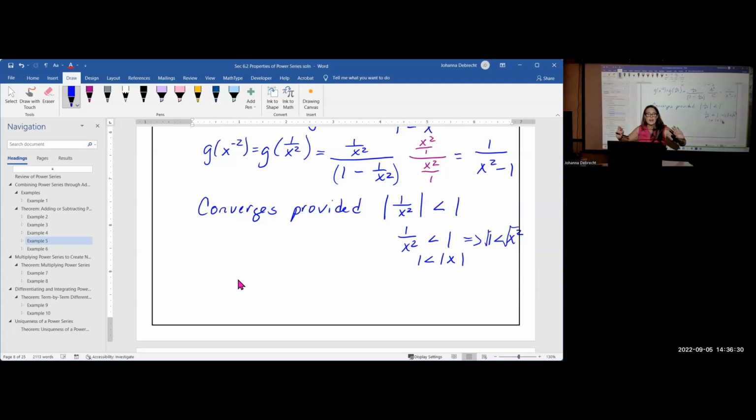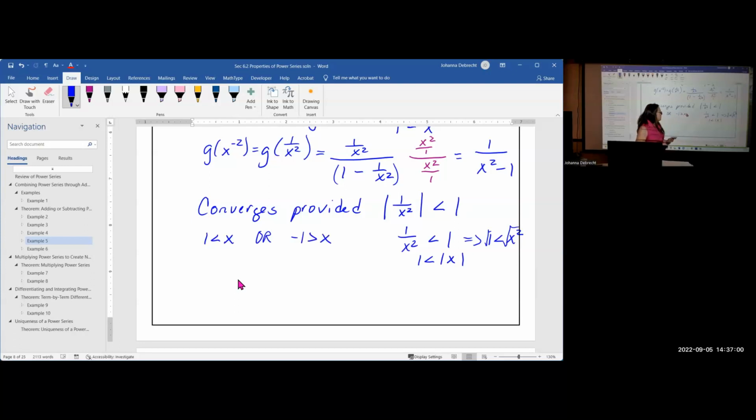The absolute value of x is bigger than 1. So the magnitude of x is bigger than 1. So a number like 5 would work, that's bigger than 1. But a number like negative 5 also works because the magnitude of negative 5 is 5, and 5 is bigger than 1. So this splits into two situations. Either 1 is truly less than x, or negative 1 is greater than x.